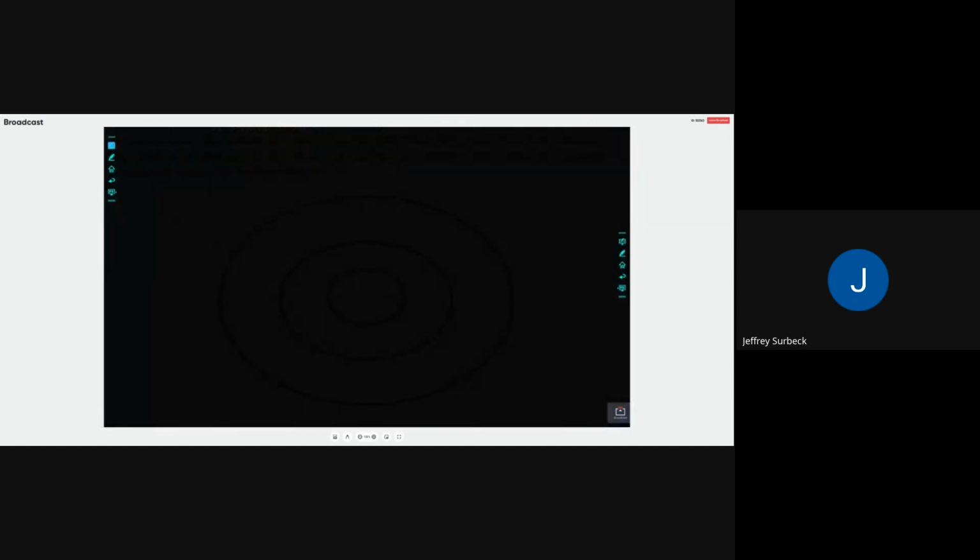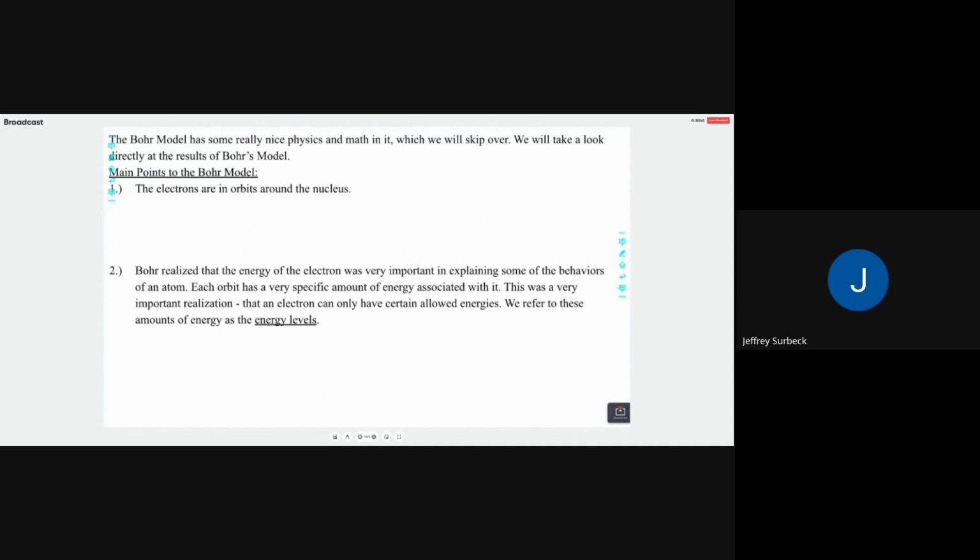So we keep moving through all of this, and we get to some very, very important points with Bohr's model in mind. So number 1, the electrons are in orbits around our nucleus. Now, prior to this, the electrons could be anywhere around the nucleus. So prior to what Bohr said, it could be anywhere.